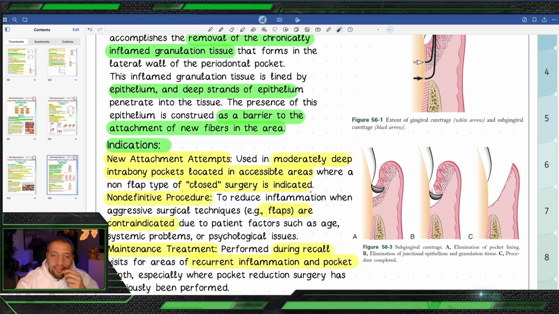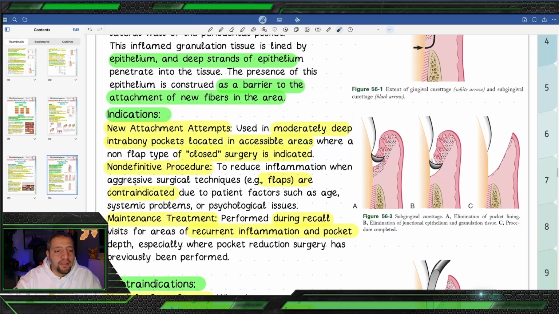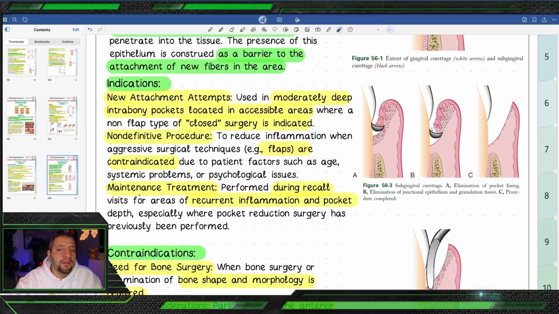So when you have anterior teeth and we don't like to do a flap, because if you do this incision and surgery it might lead to recession, we aim for this to heal by itself by removing the granulation tissue. It is a non-definitive procedure, because it's aimed at reducing inflammation when aggressive surgical techniques such as flaps are contraindicated due to patient factors, age, systemic problems, or physiological tissue issues. Maintenance treatment is performed during recall visits for areas of recurrent inflammation and pocket depth.